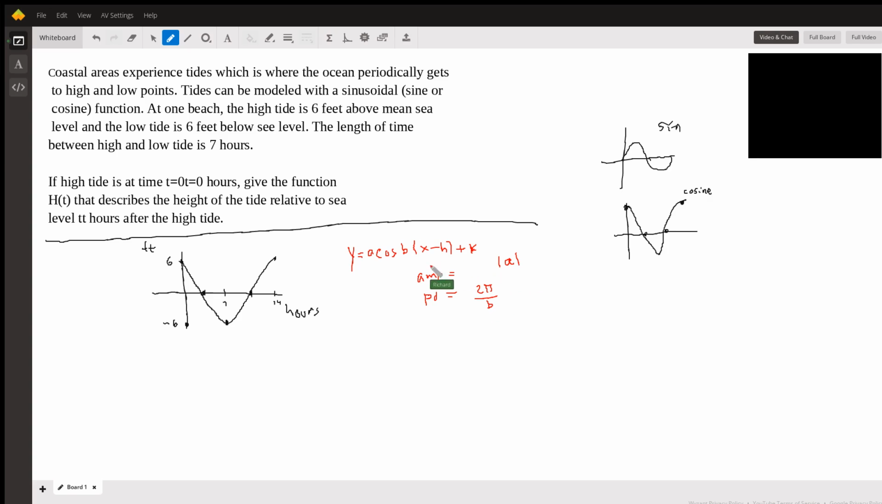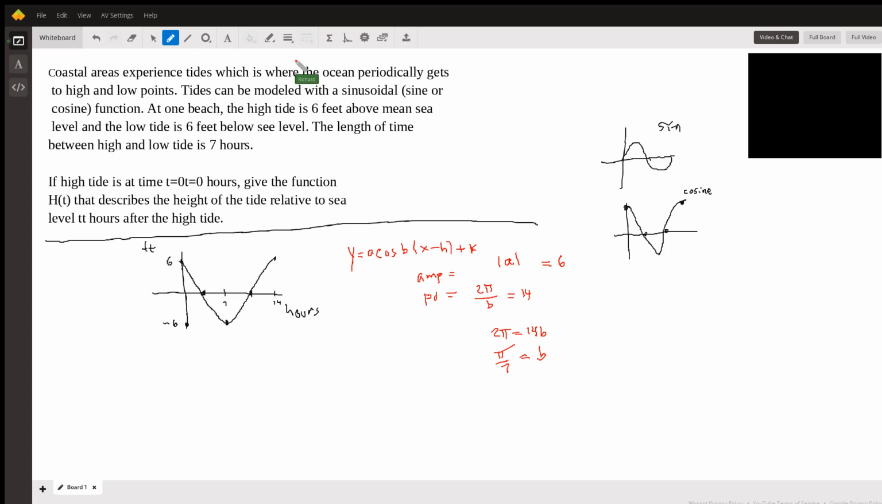Okay, so now we have to find A and B. You can see from the data that the amplitude is 6, so that's pretty clear. The amplitude is the distance from the midline to the max, or the midline to the minimum. And now we have the period. We can see that our period is 14 because it takes 14 hours to complete a full cycle. So let's solve that for B. 2 pi equals 14b, so B is going to be pi over 7.